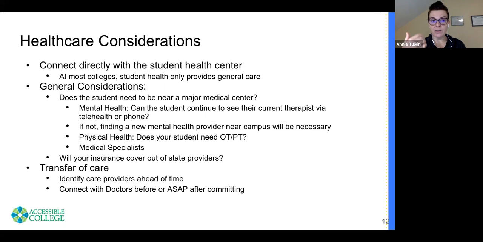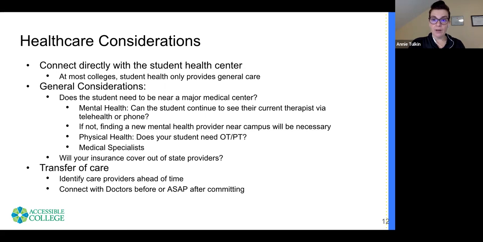General considerations for families. You need to think through, does the student need to be near a major medical center? For mental health conditions, can the student continue to see their current therapist, or will they need to get a new therapist? If they're going out of state, it's really critical to talk to their current therapist to see if they can continue via telehealth. There are rules and regulations around that, so it may not be as simple as you think to continue care with that person. And if the student needs to find a new healthcare provider, mental health care provider, or really any therapist near that campus, they'll want to start investigating that as soon as they commit to see, are there other healthcare providers available in the community? Are they accepting new patients?